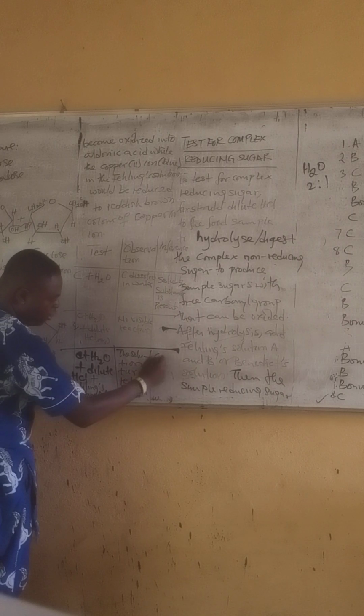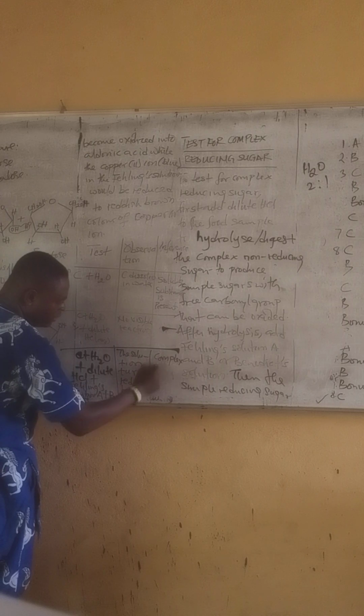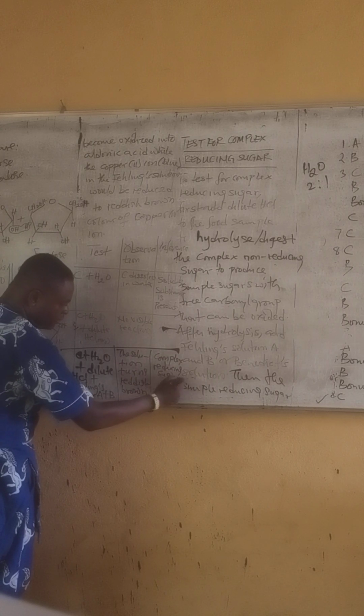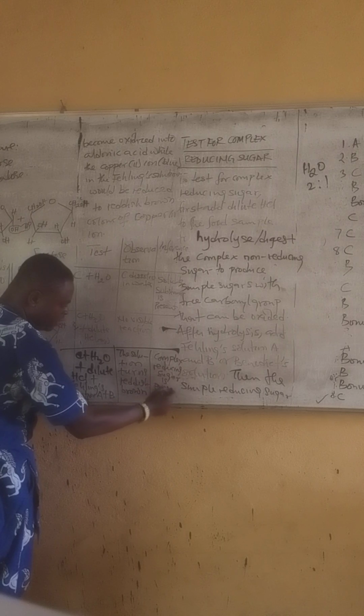You now see complex reducing sugar is present. Why are you saying complex? Why not say simple reducing sugar? Because they have asked you to add dilute HCl. So if it is a simple reducing sugar, they will not ask you, it is already in the simplest form. So that is why.